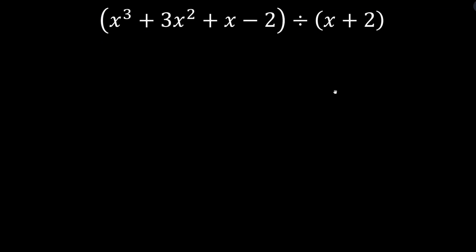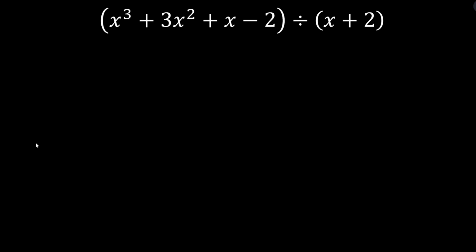Since this is the first one, I want to talk a little bit about what exactly it is we're doing, how this makes sense mathematically, and then I won't bring it up again. The next examples we'll just go through and find the answer. All right, so what are we doing? We're dividing two polynomials. And what does this actually mean?